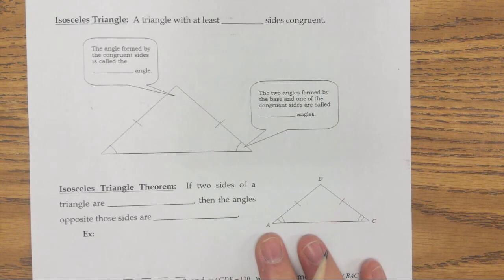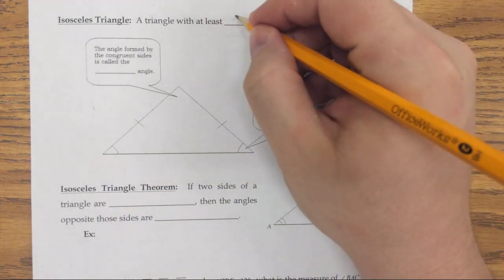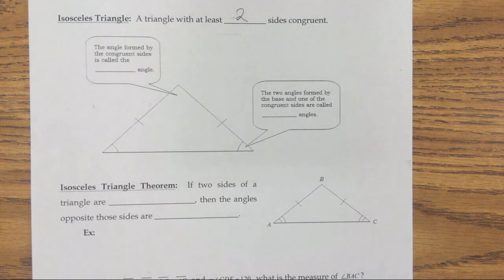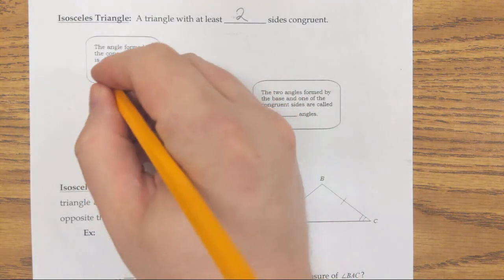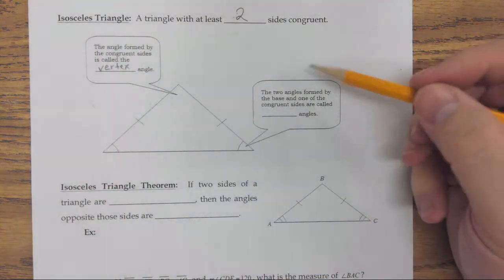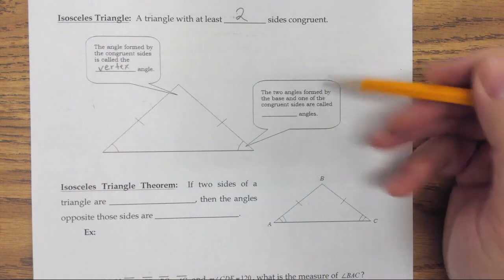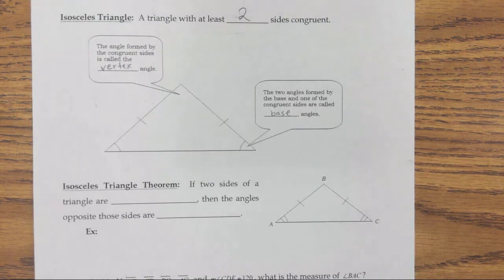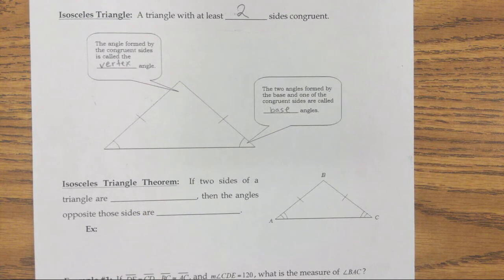So we've kind of already talked about what an isosceles triangle is. It's a triangle with at least two sides that are congruent. The angle formed by the congruent sides is called the vertex angle. And the two angles formed by the base and one of the congruent sides are called the base angles. Okay. Now we've got this isosceles triangle theorem.